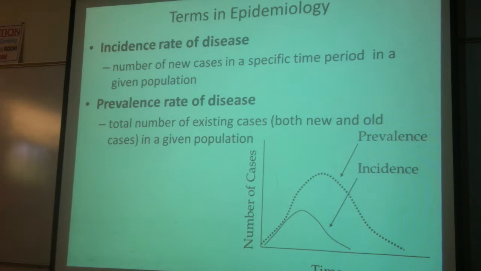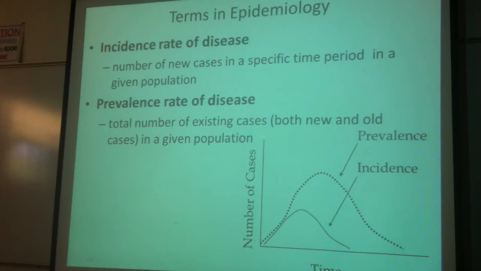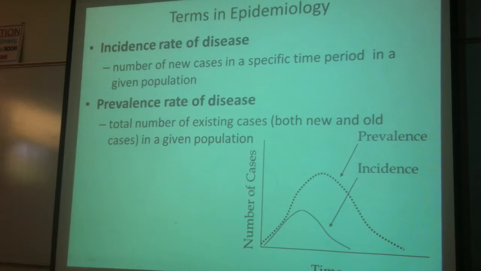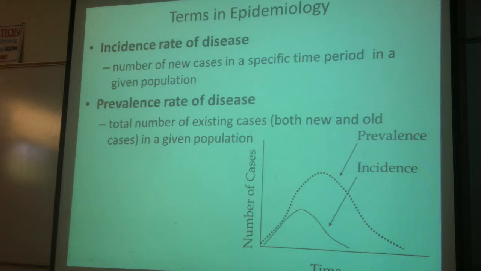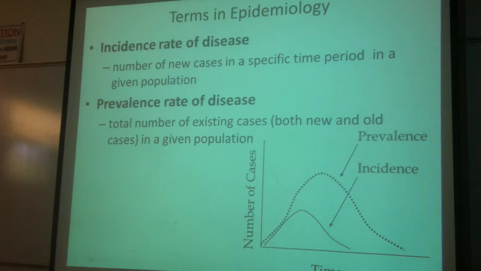When studying epidemiology, you have to know about the incidence rate versus the prevalence rate. Incidence, how many new cases? Prevalence, how many total cases? How many are existing? How many people are infected? Versus incidence, how many are new?